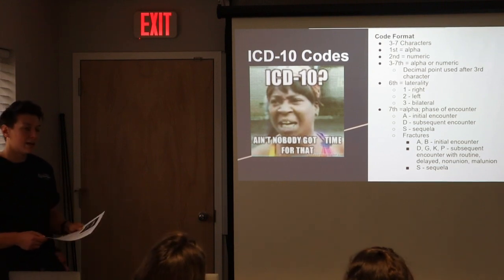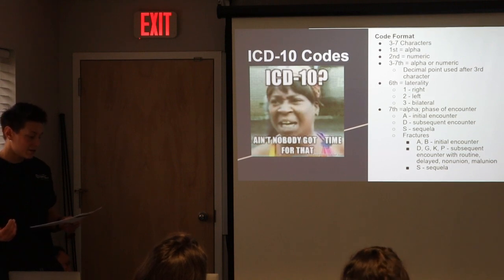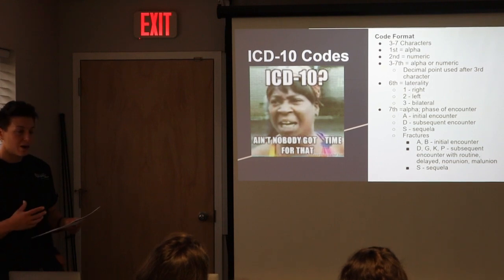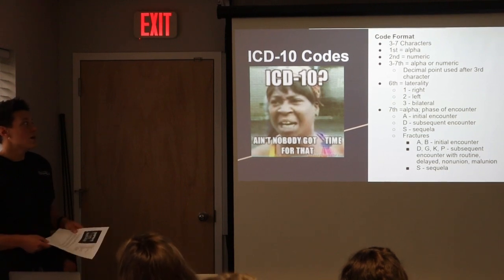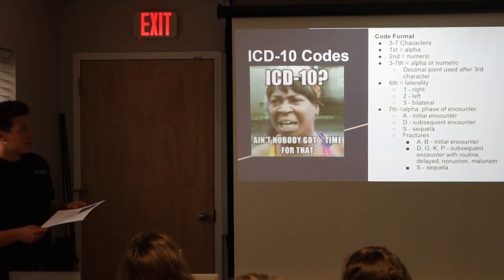First 3 characters identify the category of the diagnosis. We'll talk a little bit more about that. The second 3 characters identify the etiology, anatomic site, severity, or other details. And then the 7th character is an extension, so you'll notice that not all of the codes that we use have a 7th character.